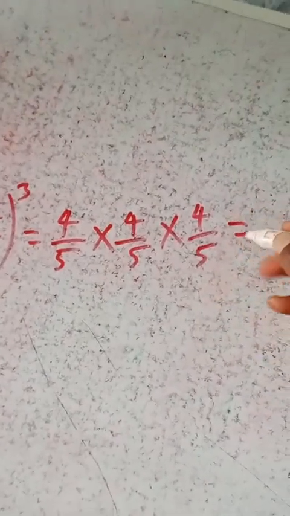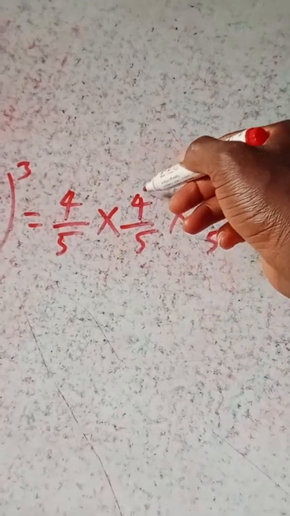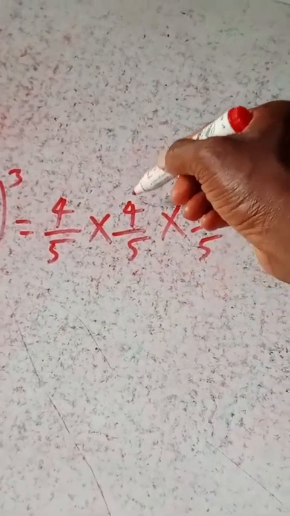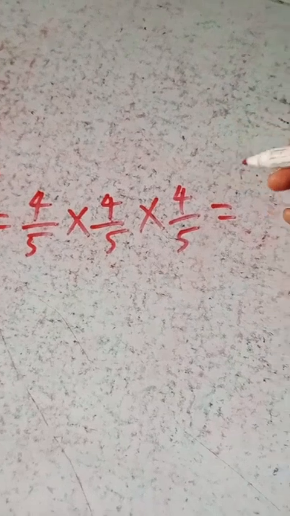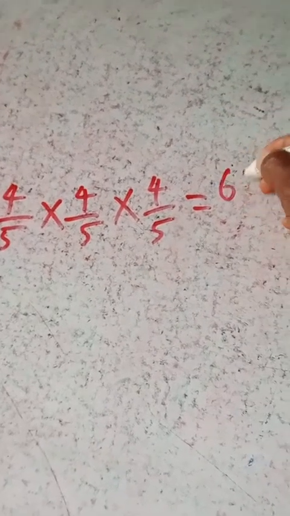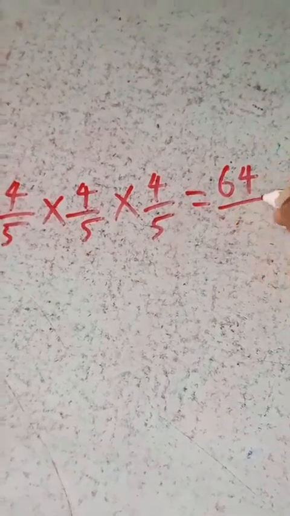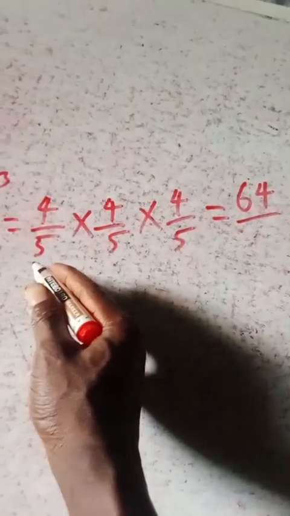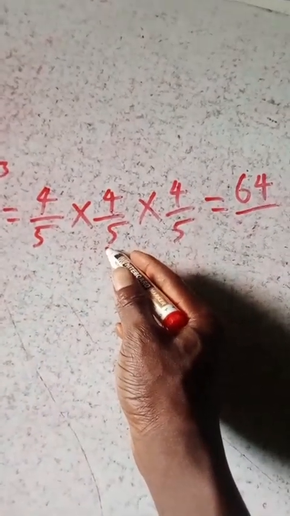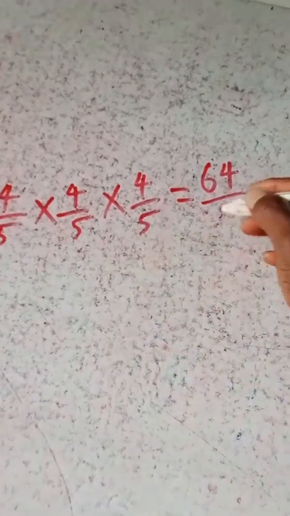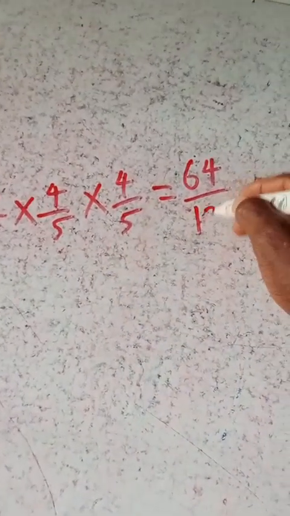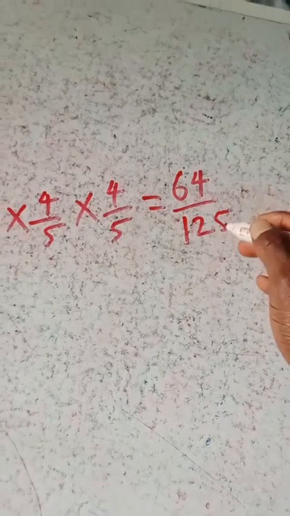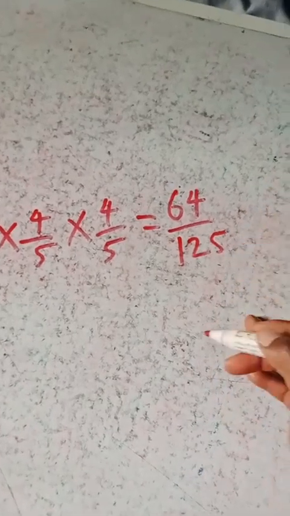So 4 times 4 is 16, 16 times 4 is 64, all over 5 times 5 is 25, 25 times 5 is 125. So that is the answer.